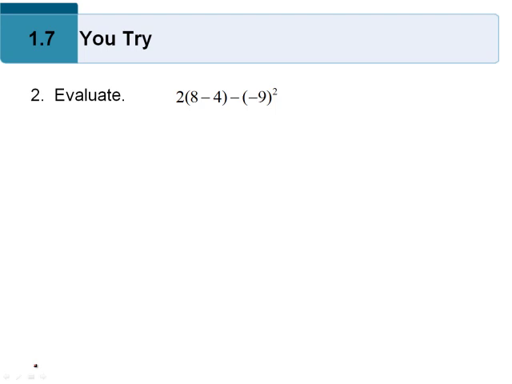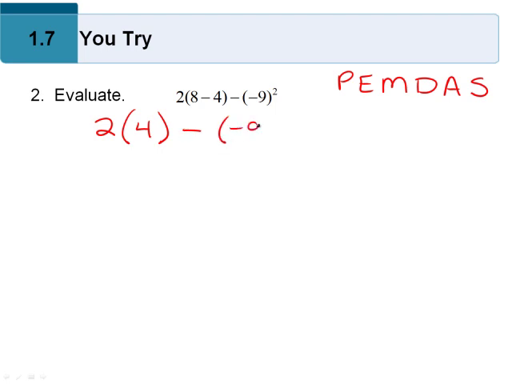All right, number 2. We have 2 parentheses 8 minus 4, close parentheses, minus, in parentheses, negative 9 squared. So the 8 minus 4 is in parentheses, and we do need to do that operation first. Okay? And we're also going to look at that exponent on the negative 9 at the same time. So keep the 2 on the outside, and I'm just going to subtract. Keep it simple. 8 minus 4 is 4. So you have to keep the parentheses there to show multiplication. Bring down the minus sign, and then negative 9 times negative 9 is what we're working out on that exponent there. Okay?